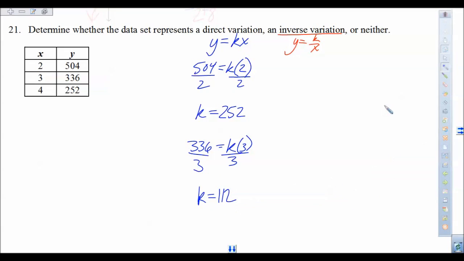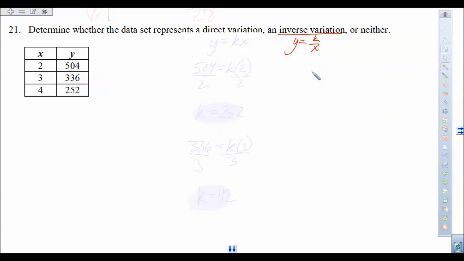You see why we can stop right now? The whole point here is to figure out if it's direct or inverse, and the key is seeing if those k values are the same. We don't even need to check the third one. They're not going to be the same. So this is definitely not going to be direct variation. So let's start over and see if it's inverse variation.